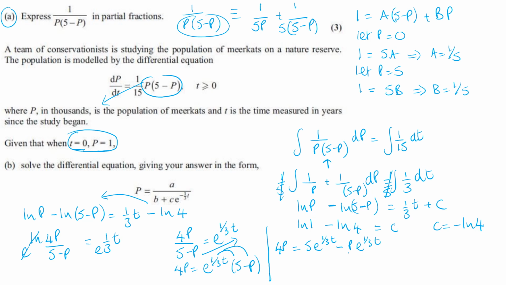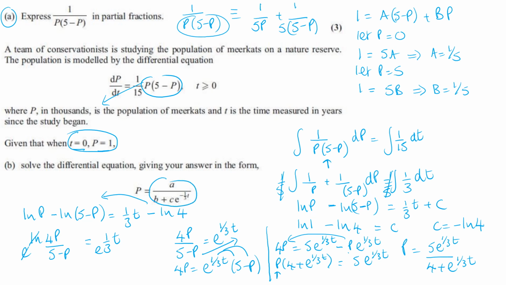Collect all the p terms to one side and take p out as a common factor. I'm going to have p into 4 plus e to the 1/3 t is equal to 5 e to the 1/3 t. And then we've got p on its own, so p will equal 5 e to the 1/3 t divided by 4 plus e to the 1/3 t. Now that's not quite in the format that we want it.